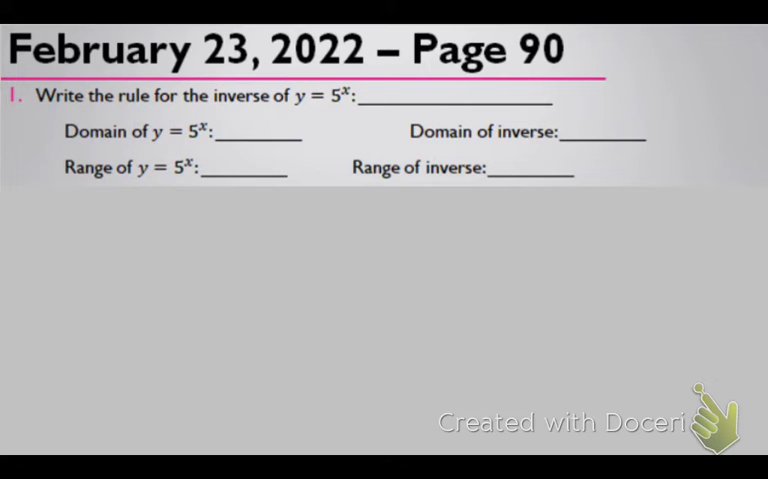Switch the x and the y. Exactly. That's what we talked about yesterday. We have y equals 5 to the x, and if I start looking for the inverse, I'm going to switch the x and the y.